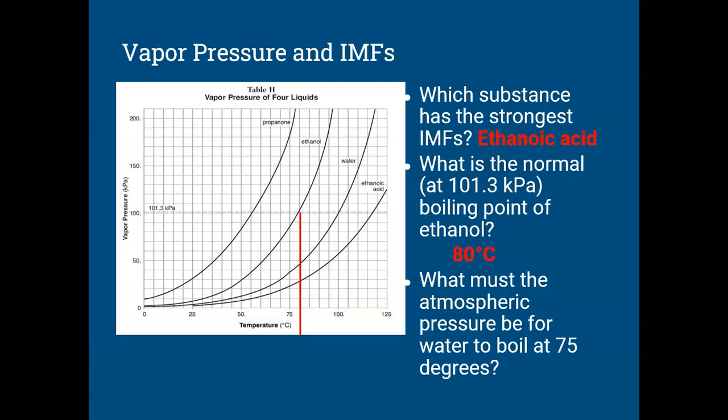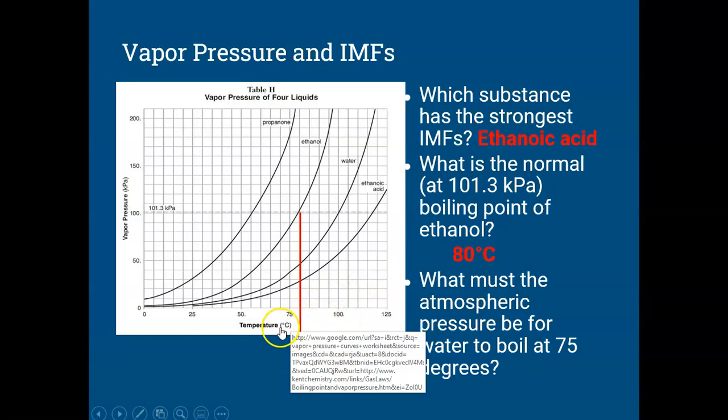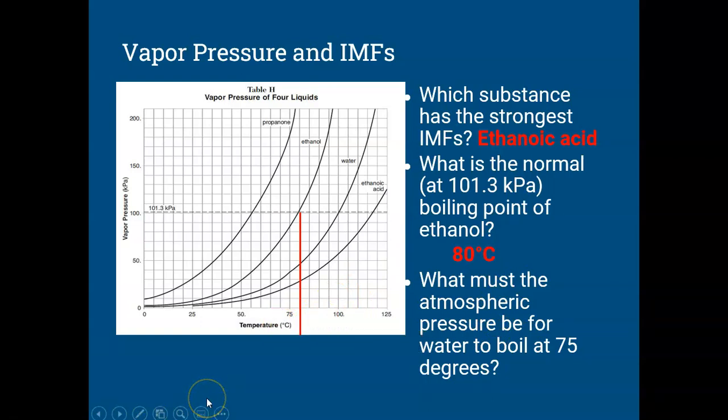Now, if we want to figure out what atmospheric pressure is required for water to boil at 75 degrees Celsius, we have to figure that out a different way. We would start by looking at 75 degrees Celsius on the x-axis and drawing a line up to water. And then from there, we would look over to the y-axis. The atmospheric pressure for water to boil at 75 degrees Celsius would be roughly 38 kilopascals. So if we lowered the pressure inside a vacuum chamber or something to 38 kilopascals, then water would boil at 75 degrees Celsius. And again, we can boil water at any temperature if we lower the pressure enough.